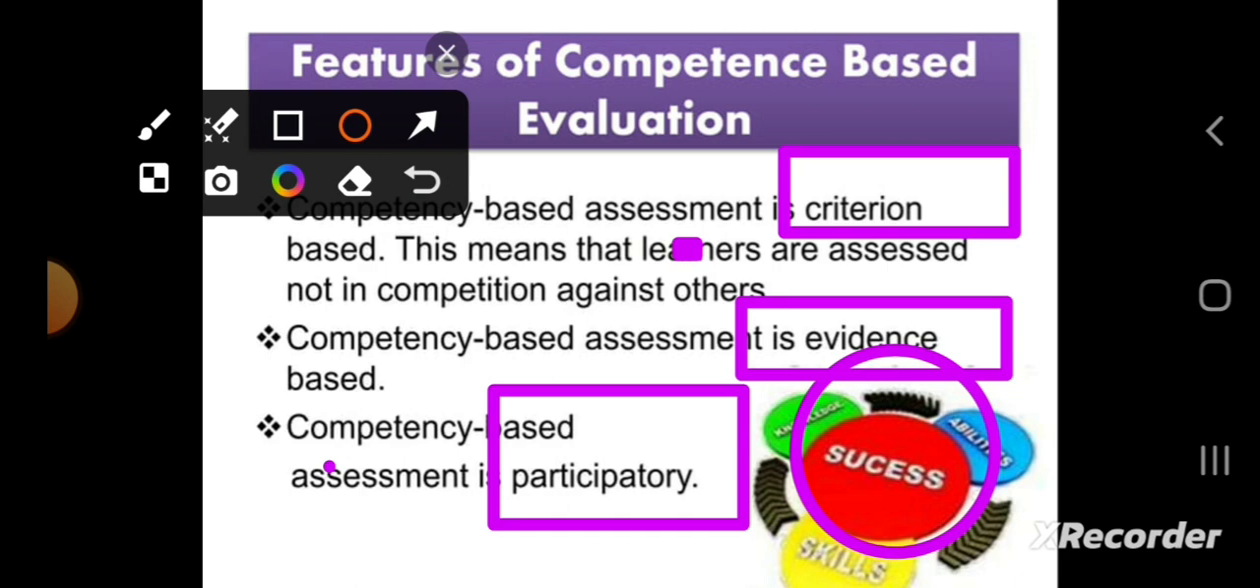So, competency-based evaluation is characterized by its criterion-based nature, reliance on evidence, participatory approach, focus on knowledge and skills, and an emphasis on learner success. These features create a more effective and meaningful assessment process that prepares learners for their professional futures.